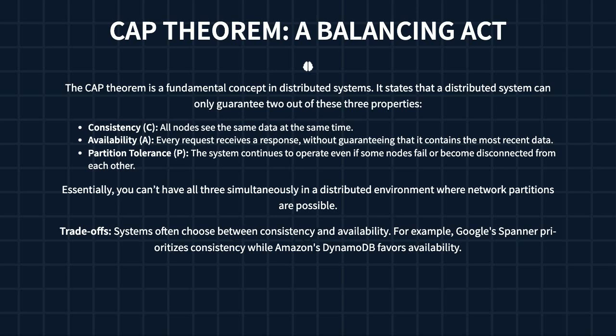Consistency means everyone sees the same information at the same time. Availability means every request gets a response, even if it's not always the most up-to-date. And partition tolerance is crucial. It's about your system staying running even when parts of the network go down. It's all about making smart choices about what you prioritize, because you can't have everything at once.